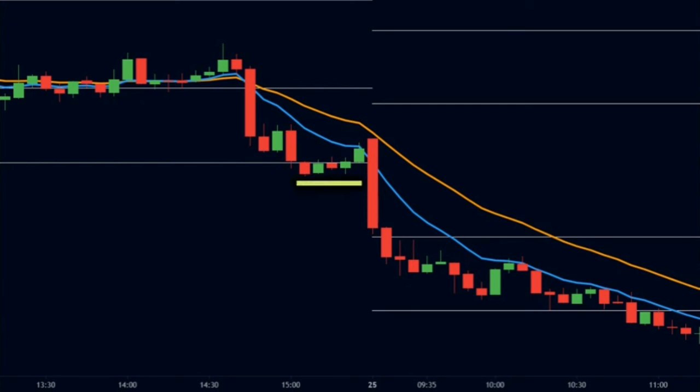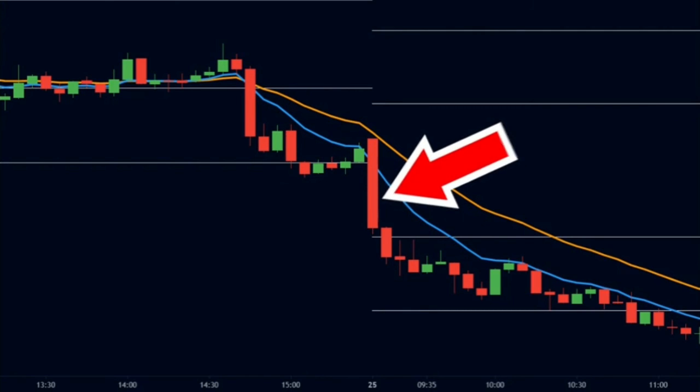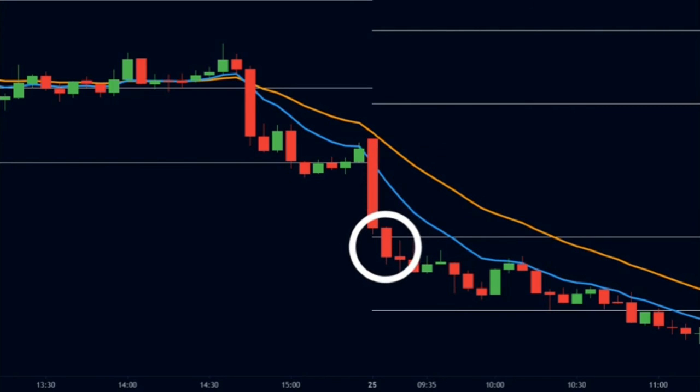We placed a sell trade below the low of this candle. But, as you can see, the price did not trigger our entry. Hence, we did not enter. So the next day we see that the price continues the downtrend with big red candles. And it provided another trade opportunity here.